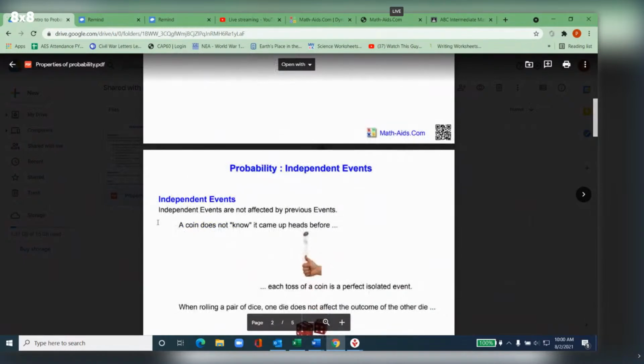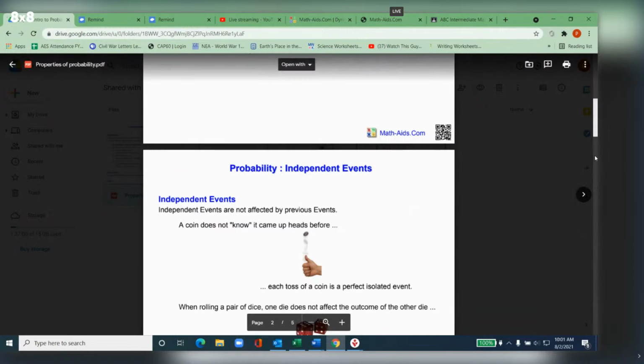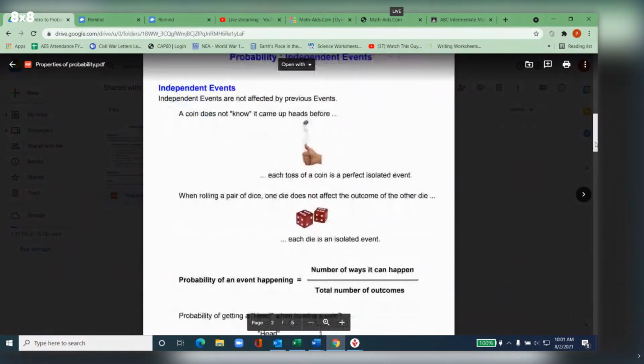So the thing to keep in mind is that probability involves independent events, and they're not affected by previous events. Therefore, a coin does not know if it came up heads before. You could flip a coin, it could come up heads 5 times in a row, and the coin doesn't know last time it came up heads. Similar with a dice, you could roll a dice and get 3, 5 times in a row, and the dice is not going to know what it rolled the last time. And that says it right here. When rolling a pair of dice, one die does not know the outcome of the other. Each dice is an isolated event.